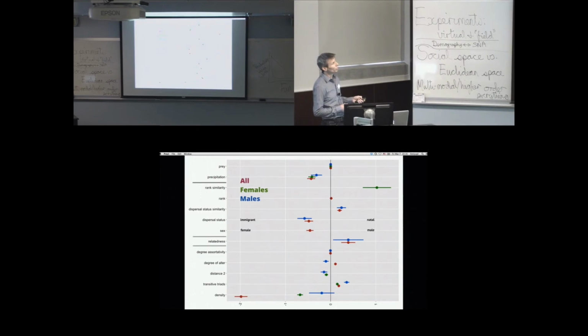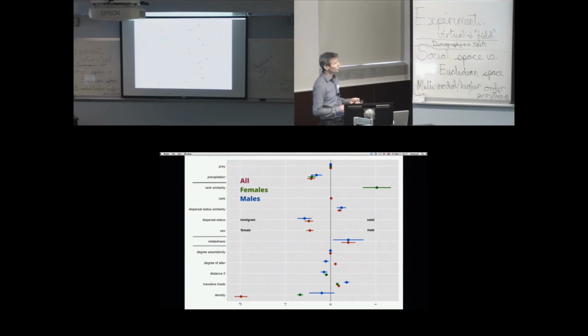If you don't see any parameter here for all and males, it means that in the best model I had, this parameter was not part of the model, so it means that the model did not converge if I used this parameter, or that the goodness of fit was poor. Rank is positive only in the all network and pretty small. Dispersal status similarity is positive, so immigrant males tend to connect to other immigrants and natal males connect to other natals.